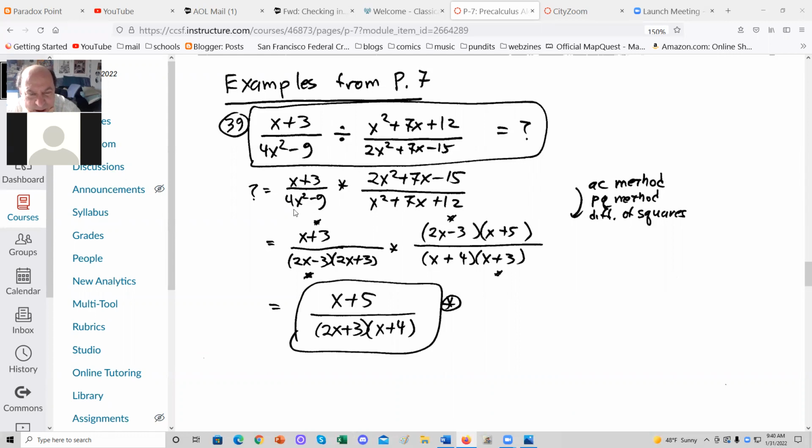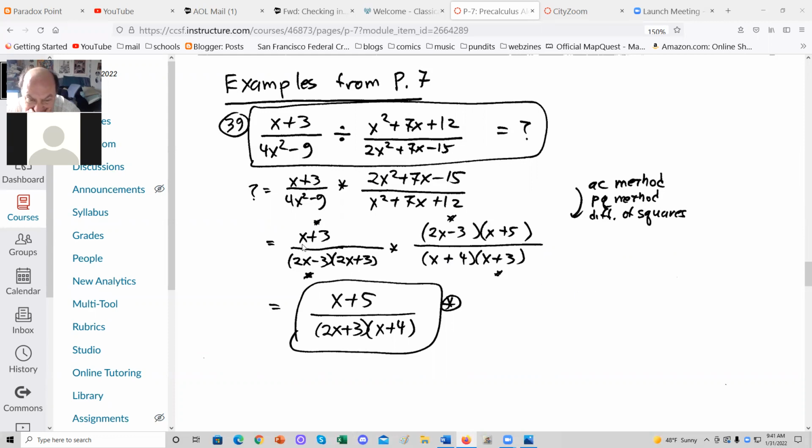Now at this point, I could refer to previous methods, but I think that would just be a distraction. Okay, x plus 3 is that. 4x squared minus 9, that's a difference of squares, 2x minus 3 times 2x plus 3. And for this, the AC method, after a number of tedious steps I'll skip right now, becomes 2x minus 3 times x plus 5. x squared plus 7x plus 12, by a fairly simple AC method, is x plus 4 times x plus 3.